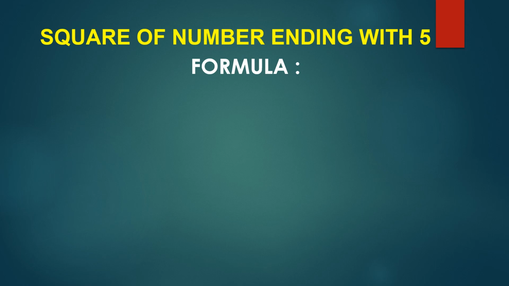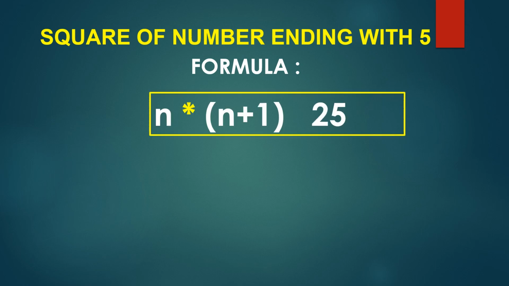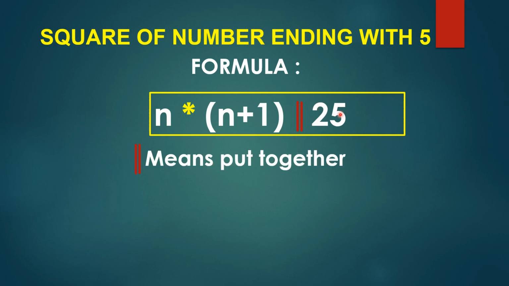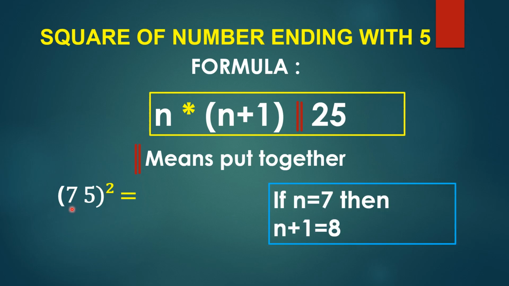See, by looking at all these examples, we can derive one formula. n into, instead of writing it as x, I have taken a star, n into n plus 1, and then a bar, followed by 25. What does this mean? This means put together all these numbers and write. I'll show you with an example. Consider 75 square. In this, we will consider 7 to be our n, small n. If n is 7, n plus 1 will be 8, the next number. So 7 into 8 we are doing. 7 into 8 is 56 and 5 5s are 25. This red bar I have drawn means you have to combine both the numbers and write.